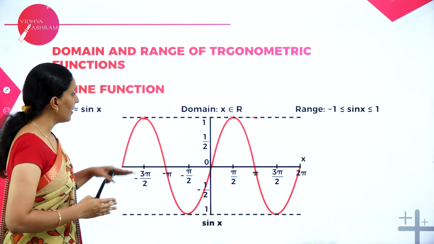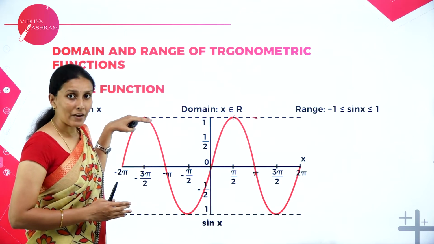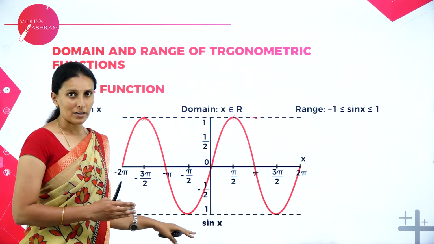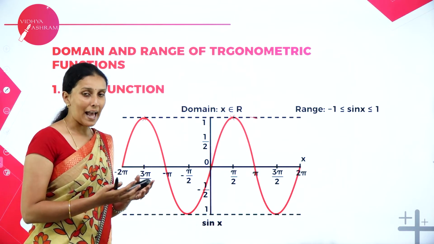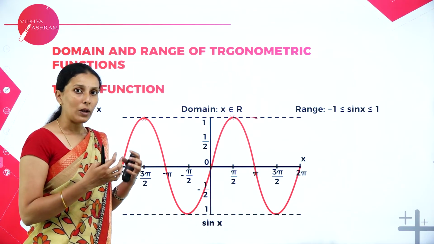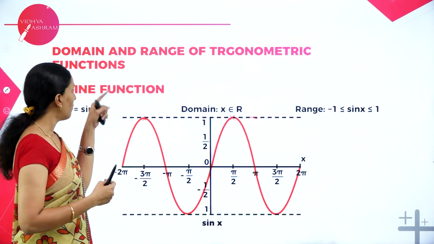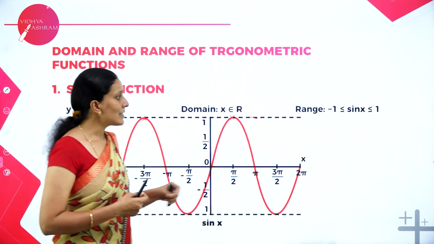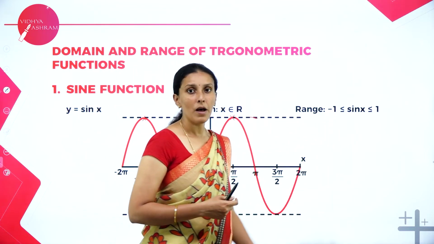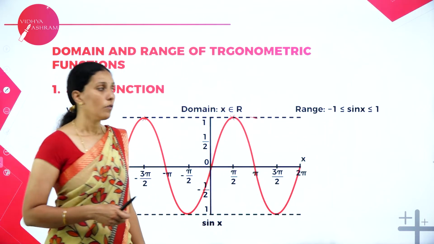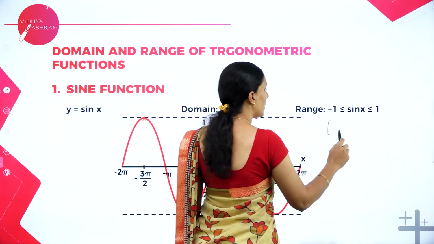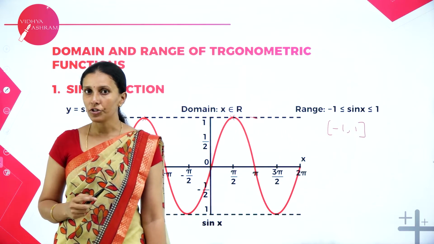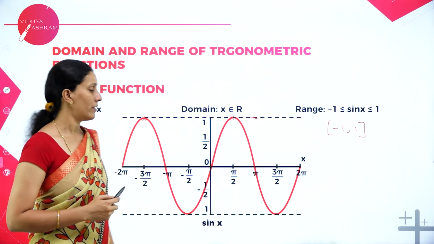Also, you observe that the maximum value it can reach is 1 and the minimum value it can reach is minus 1. So, therefore, for any angle, the domain will be the real angles. Hence, for the sine function, the domain is any real angle, whereas the range always lies from minus 1 to plus 1. We can also write it in interval form, that is minus 1 comma 1. Thus, the range of the sine function is minus 1 comma 1.